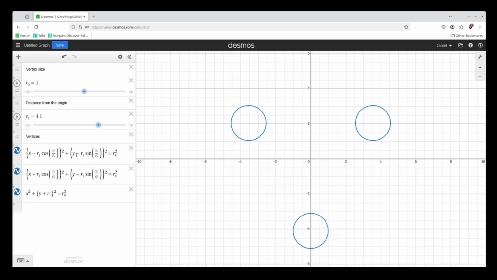Let me know if you have any questions on how to get these values. I'm going to make a members only video on how these values are computed.